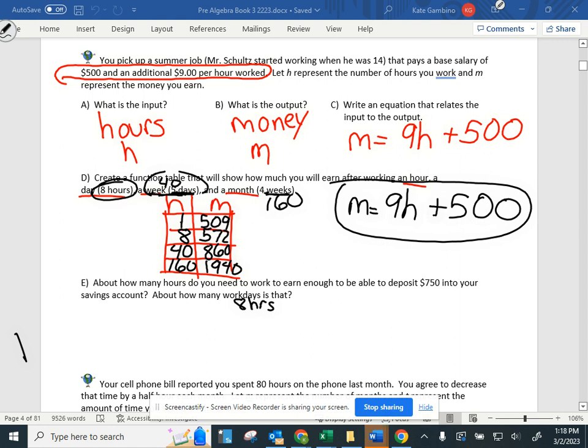So we want our money to be 750. So just like we did on the last page, we know what the money is, we need to find the hours. So 750 equals 9H plus 500. How do I solve that for the hours? Don't tell me the answer, tell me how to solve it. James? 750 divided by 9 minus 500. One thing you forgot, James.